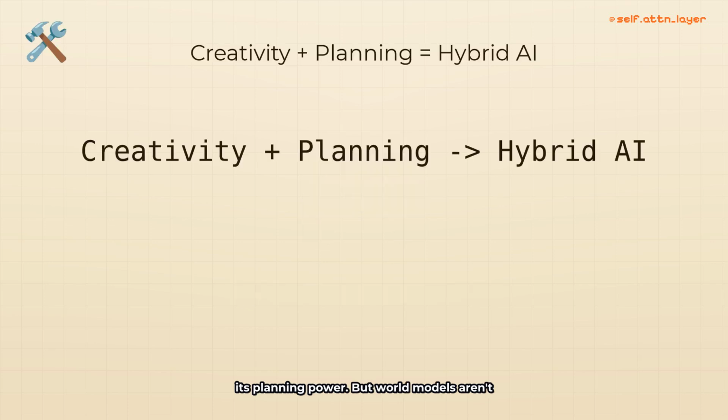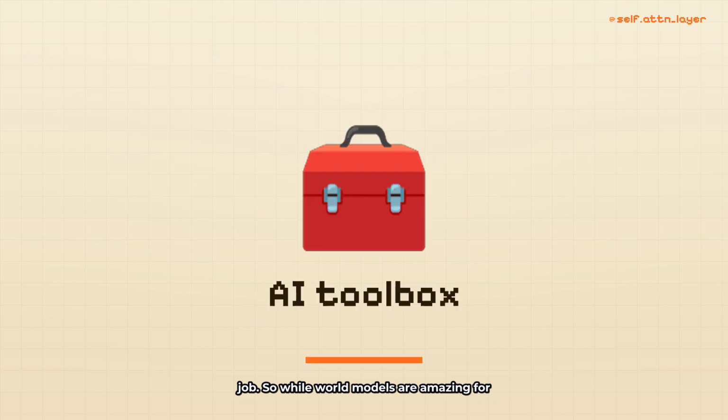But world models aren't perfect. They struggle in chaotic worlds, like a crowded mall where people suddenly walk backward, or if the environment changes too fast. That's why labs are working on hybrid models: language models for creativity, world models for planning. It's all about the right tool for the job. So while world models are amazing for predictable tasks, they're not the end-all. They're one tool in the AI toolbox. And that's okay, because AI isn't just one thing. It's a mix of tools, each with its own superpower.